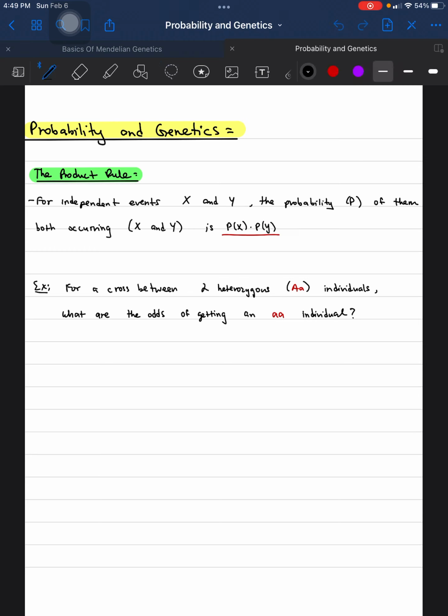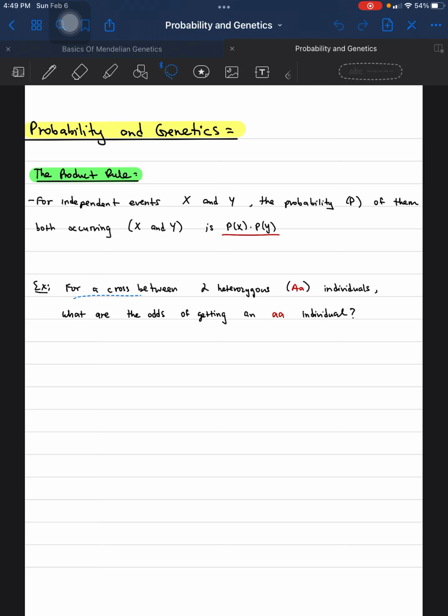If you took a basic statistics course, this probably would have been introduced there too. But we're going to be applying this to genetics, basically to the offspring of a certain type of parent. So let's do an example to describe the product rule.